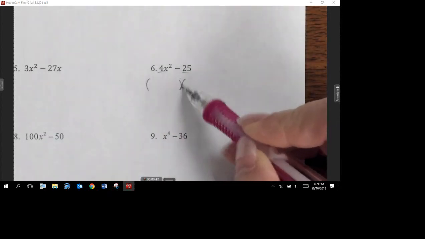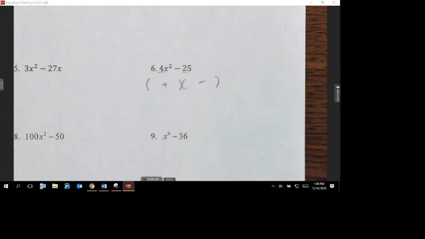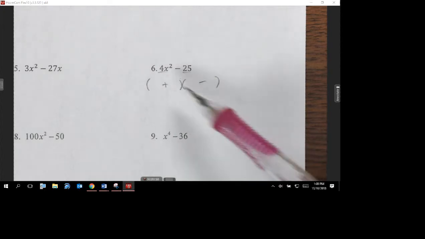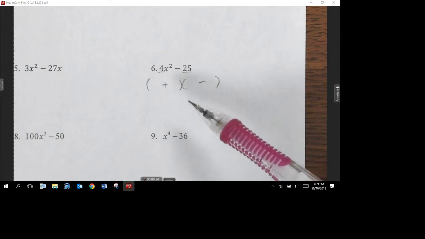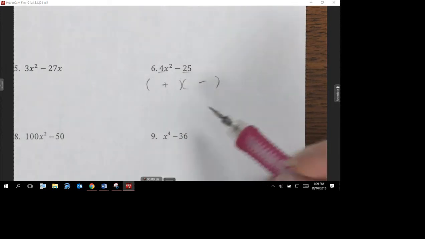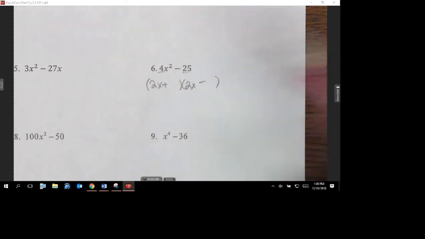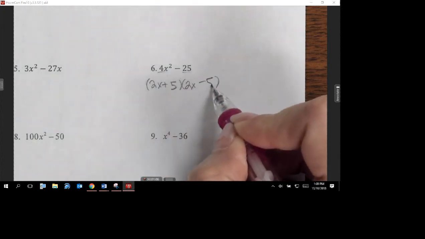So then we make 2 parentheses. One of them is plus, one of them is minus. And then, to answer your question, yeah, we're going to have to square root 4x squared. You say, what times itself makes 4x squared? 2x. So we put that in the first spot for both parentheses. What times itself makes 25? 5. So you put that in the second spot in both parentheses.